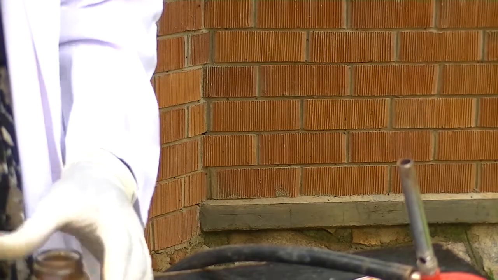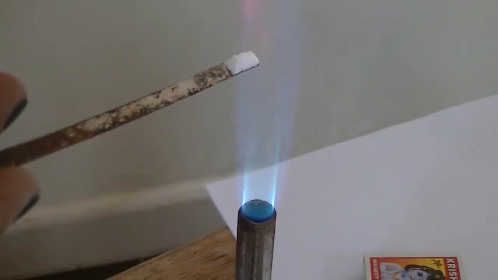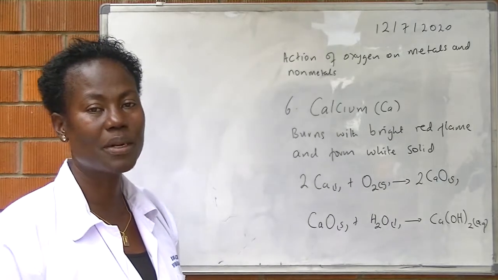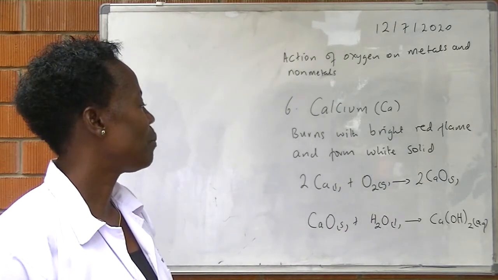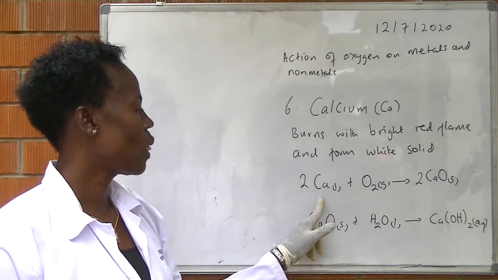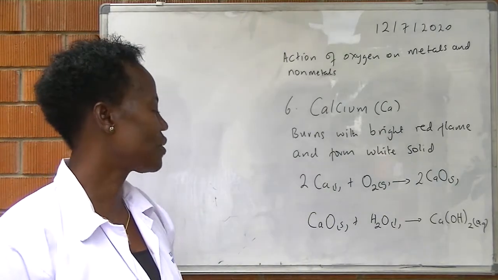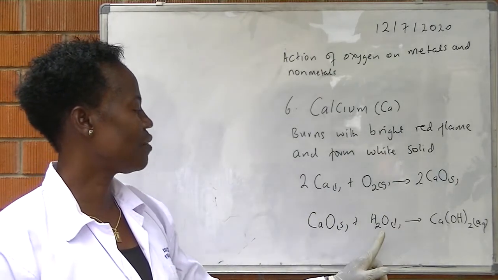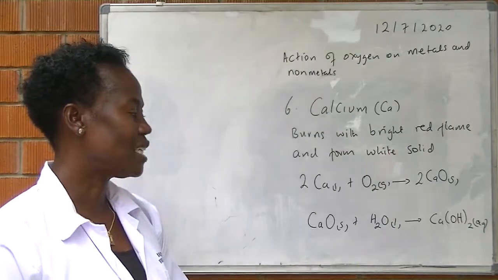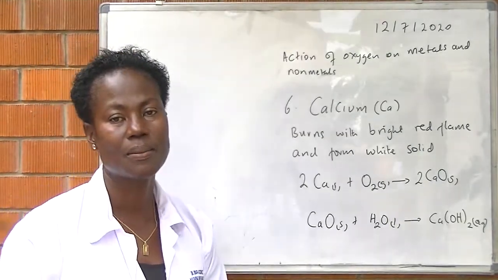We are now going to look at calcium. It burns with a red flame, leaving a white solid. Let us have a summary of our experiment. Calcium burns with a bright red flame and forms a white solid. So calcium plus oxygen is equal to calcium oxide. And when the oxide is dissolved in water, it produces an alkaline solution, which is lime water, calcium hydroxide.